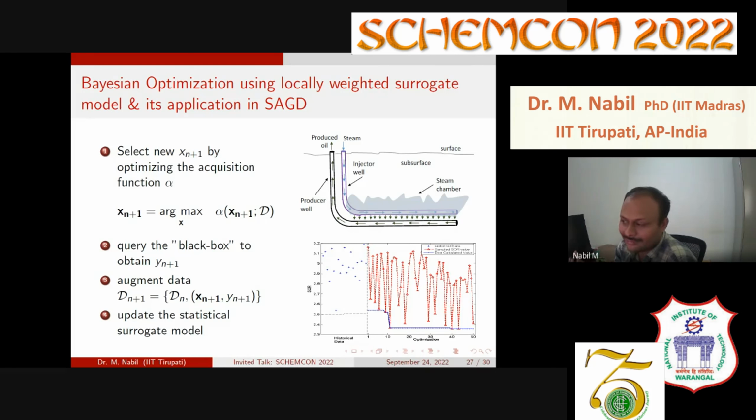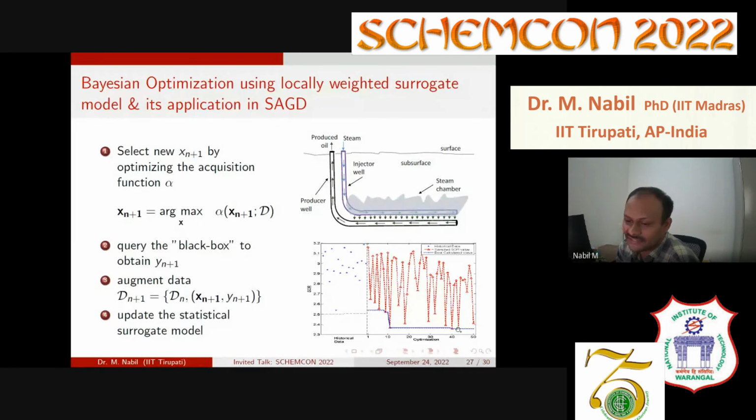Then once you have the input, you have new data as well. So you append the data and again reconstruct the model. So this process you go on. But with the goal of minimizing steam to oil ratio, as you could see, over the period of time, it was able to identify the inputs with minimal steam to oil ratio.